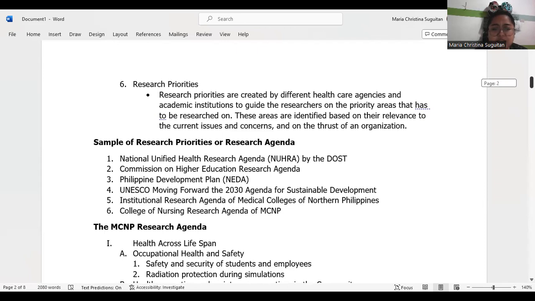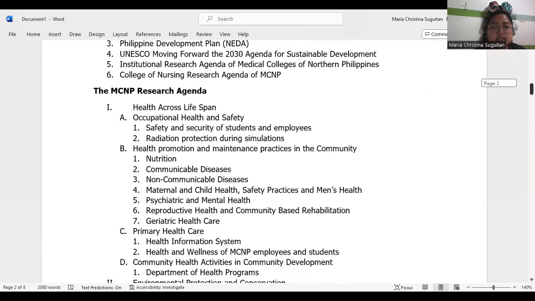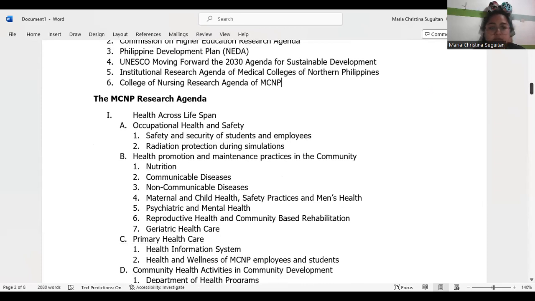So, ano ba yung mga agenda ng ating school? So, the MCNP Research Agenda, since you are nursing students, you have health across lifespan. And then under that, health across lifespan, we have occupational health and safety. Okay? This will base on our, sa mga companies. If you will, ayan, sabi dyan, yung mga, like sila Ma'am Erica, di ba? Ma'am Erica, si Sir, tapos Ma'am Elena, they are part of occupational health and safety.